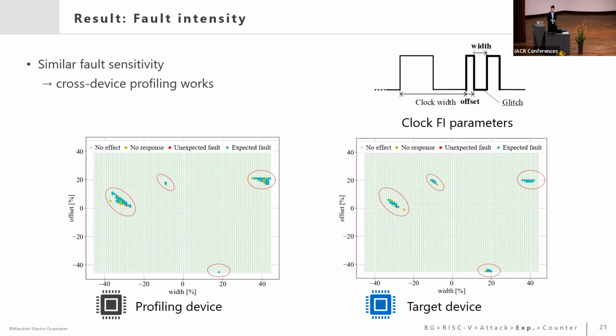The first result is fault intensity. These results are obtained from the profiling and target devices, respectively. And clock fault injection has 2 parameters, so these are 2-dimensional figures. The circled area means the expected fault. So these results indicate that these 2 devices have a similar trend. So cross-device profiling works.